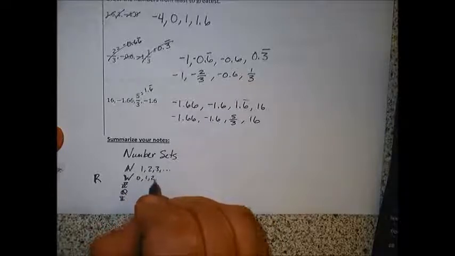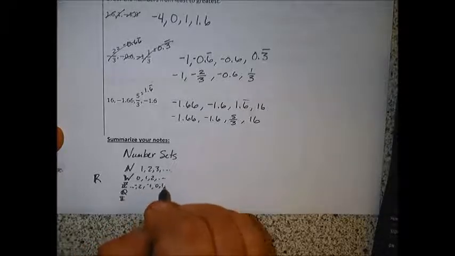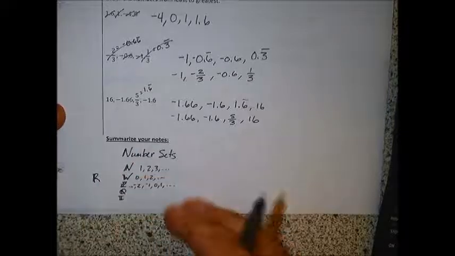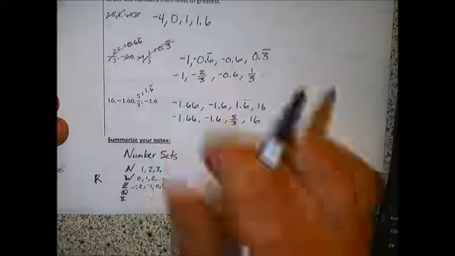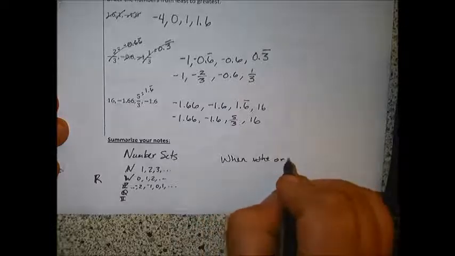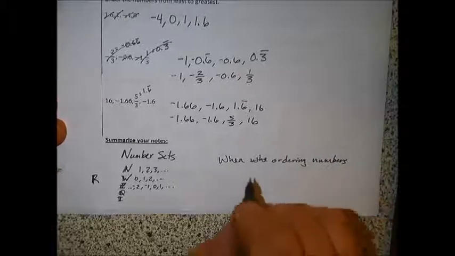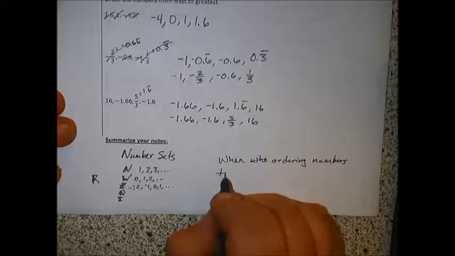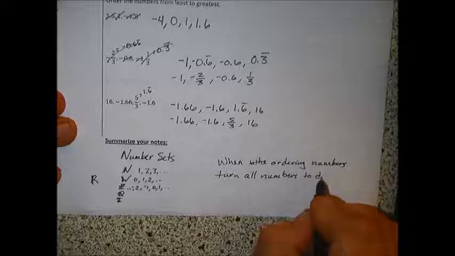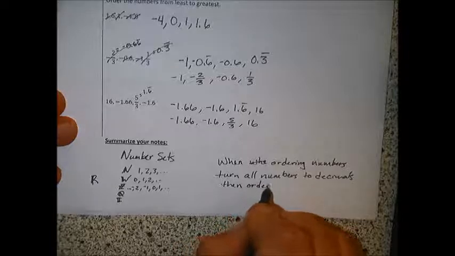Okay, real quick. Rationals, irrationals, those are fine. Reals, all these make up the reals. And then we talked a little bit about ordering numbers. I might say when ordering numbers, we usually have an easier time with decimals than fractions. So turn all numbers to decimals. Then order them.